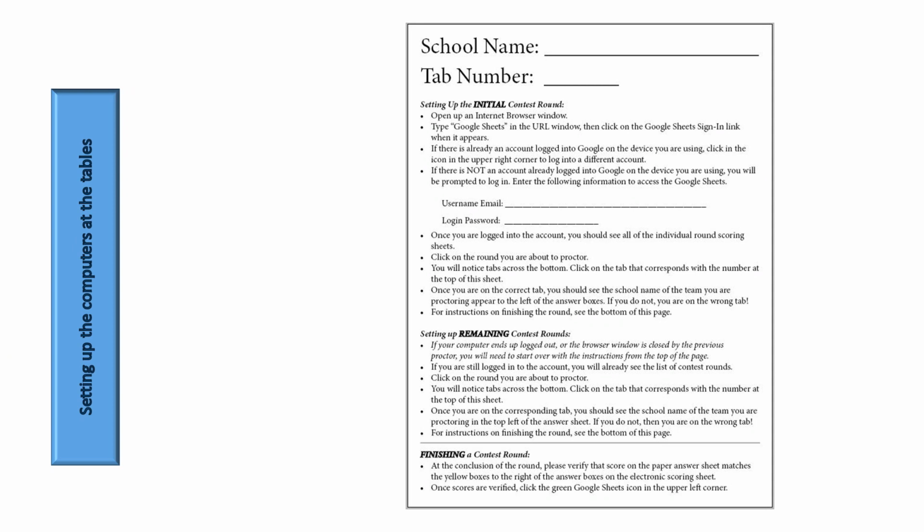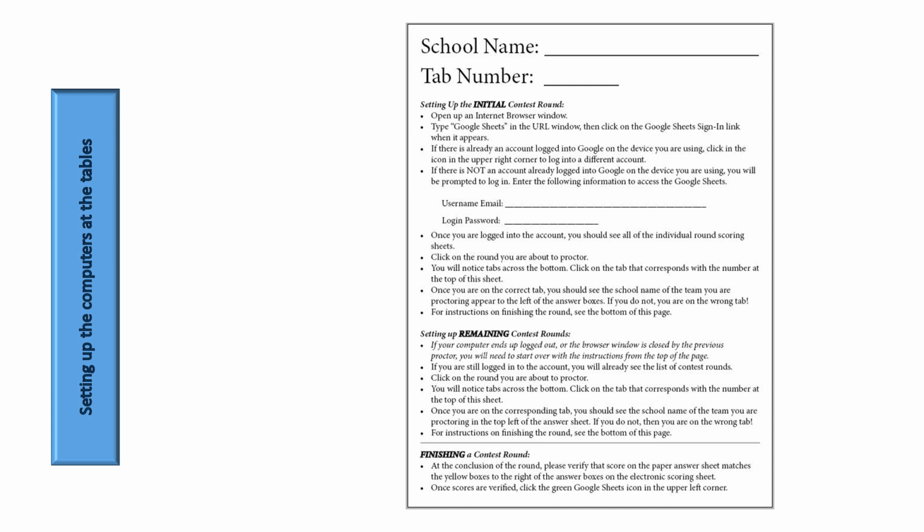You'll need to open up the internet browser window, type in Google Sheets in the URL window, and sign in with the username, email, and password that's provided by your host. Now, they may have written it on the sheet for you. They should have done so. It should be easy at that point. Once you have provided that information, you'll have the set of files that you need for this particular contest.